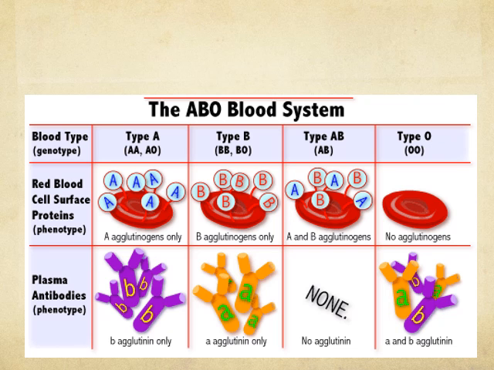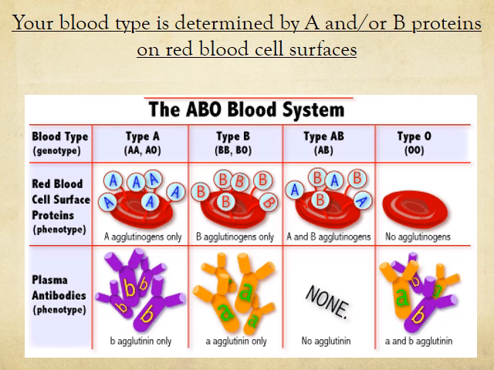So the ABO blood system, this is basically how it works. Your blood type is determined by the A and or B proteins on the red blood cell surface. So, if you have A-type blood, what that means is you've got the A-type proteins on the surface of your red blood cells. If you've got the B-type blood, then that means you have the B-type proteins on the surface of your blood. If you've got the AB blood type, you've got both. And meanwhile, if you got O-type, you have no proteins on the surface of your blood. Now here's where this kind of comes into play.